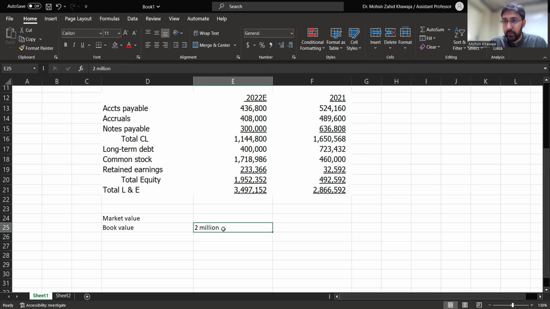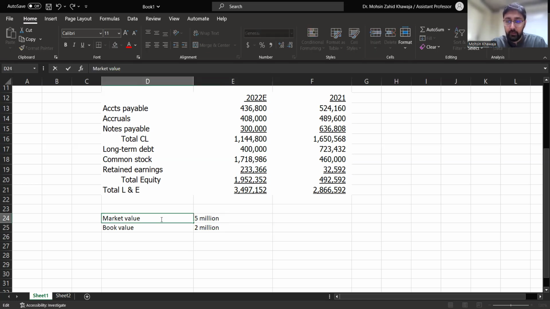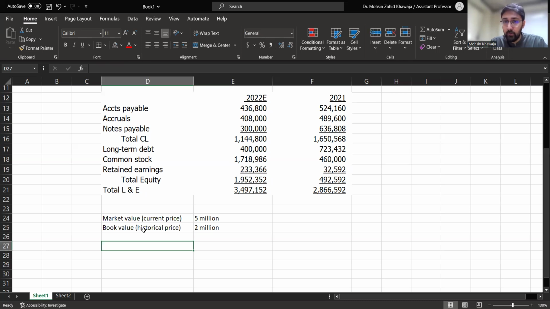So when you record it in your books, you'll obviously write this down somewhere, this 2 million thing. This will be considered as the book value of this piece of land. Now let's say 2 or 3 years pass by, and now the value of this piece of land has appreciated and it has become around 5 million, right? So this is the existing price, the current price in the market these days. And this was the old price, or we also call it the historical price. The current price is always called the market value, and historical values are the book values.